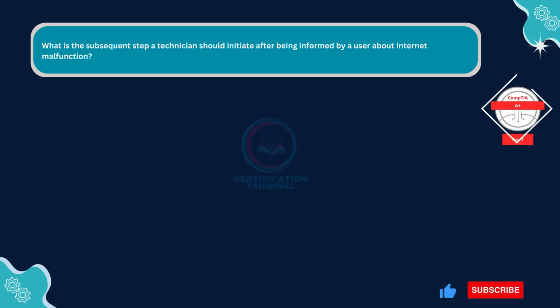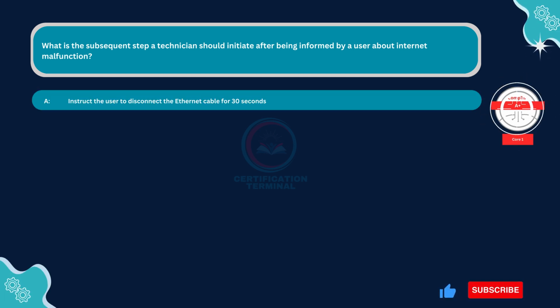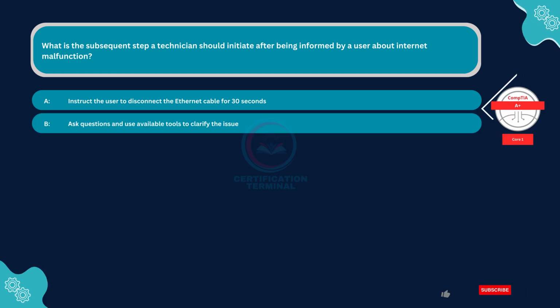Next question. What is the subsequent step a technician should initiate after being informed by a user about internet malfunction? Option A. Instruct the user to disconnect the Ethernet cable for 30 seconds. Option B. Ask questions and use available tools to clarify the issue.